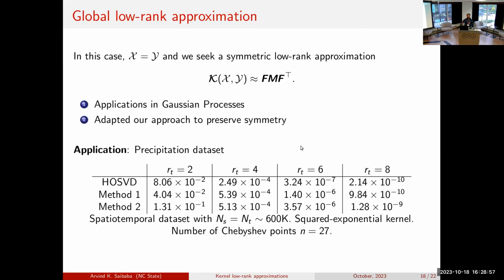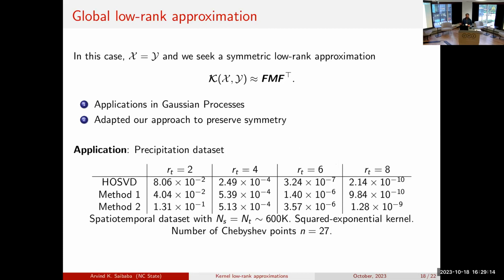This is a little bit harder problem, but you have to assume that the kernel is sufficiently smooth that allows you to do it. So it's called a global low rank approximation. But another issue here is that because the source and target points are the same, you want symmetry. So you want a symmetric tensor decomposition.